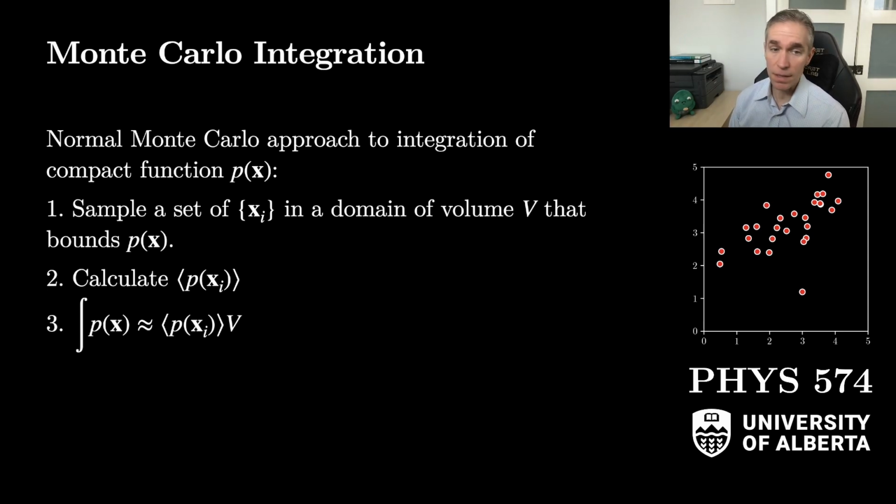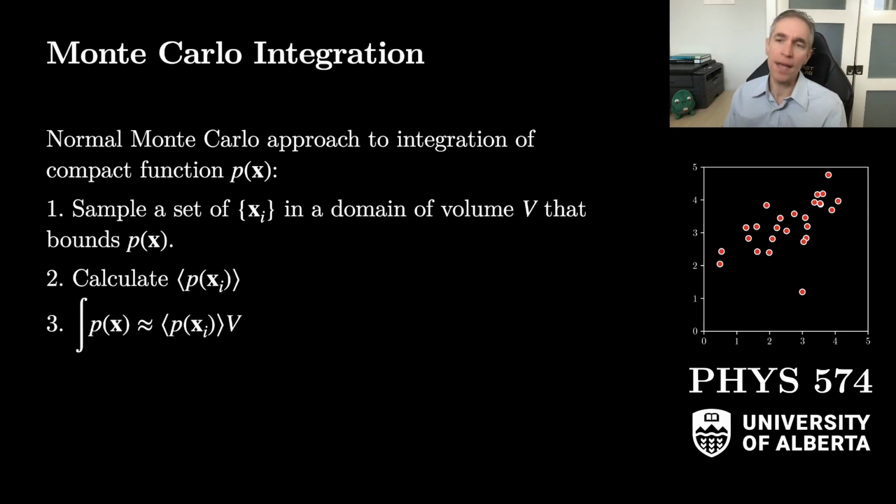And so the idea is that you take a set of x_i in a domain of volume or hypervolume V that bounds P of X. I'm missing some details here, because I say this is a compact function, which means it's either formally closed and bounded, or it goes off very rapidly as you get to infinity, so that you can write down a boundary outside of which the contribution of the function is negligible.